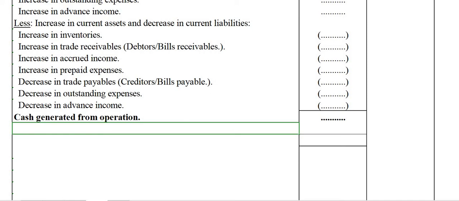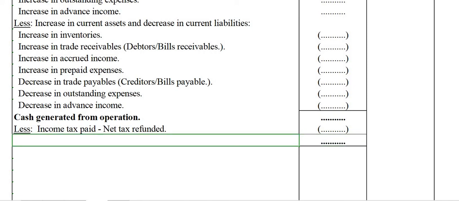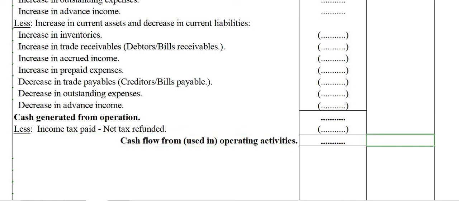So in order to find that out, we have to deduct the tax refund. That means how much tax is paid. Out of that, if there is any refund, any amount for us to get back, that can be deducted. So that amount is deducted, and now we get the profit here. Okay, this profit is the cash flow from operating activities. This is the amount that can be shown in the outer column.